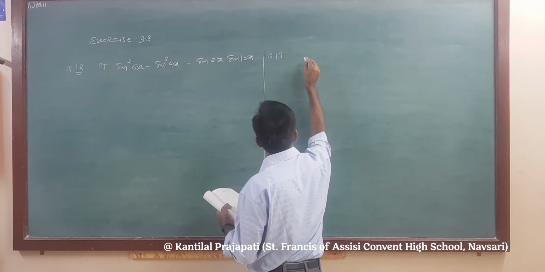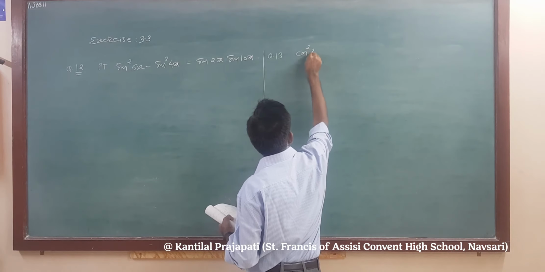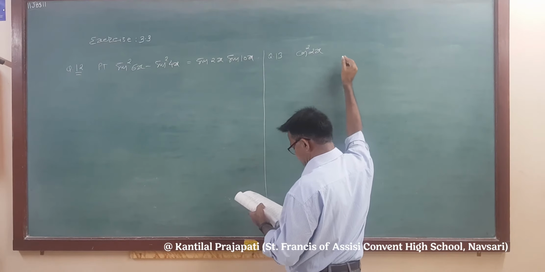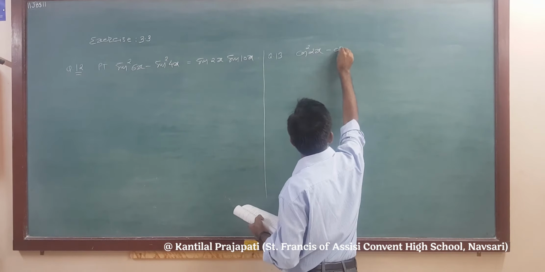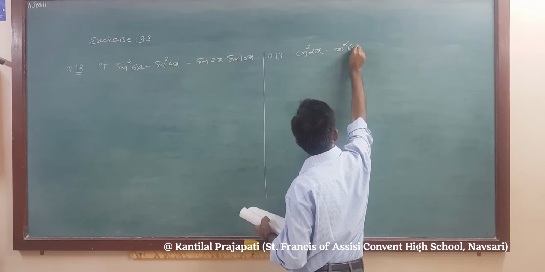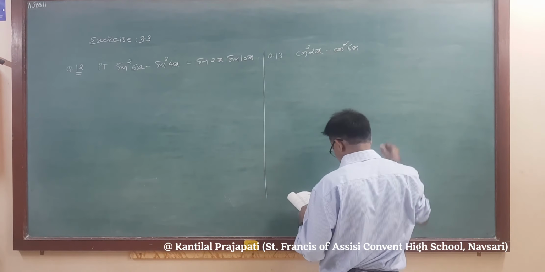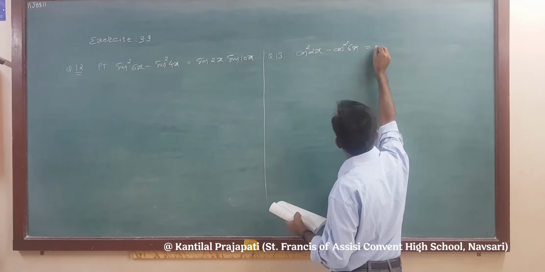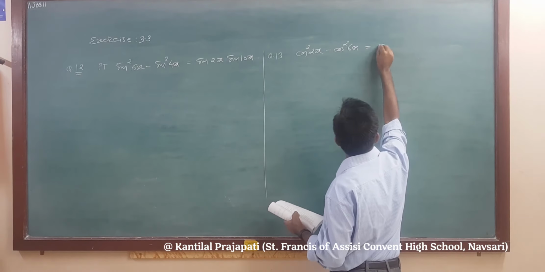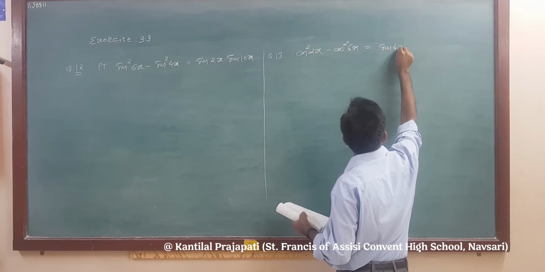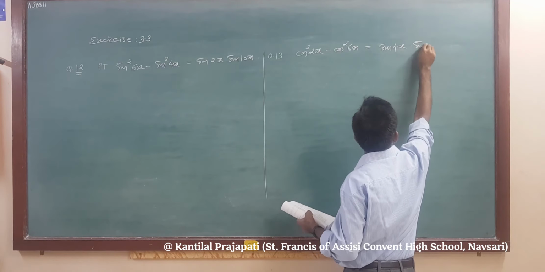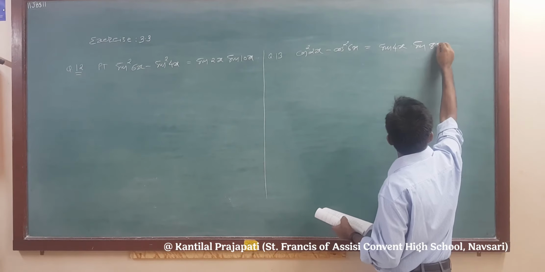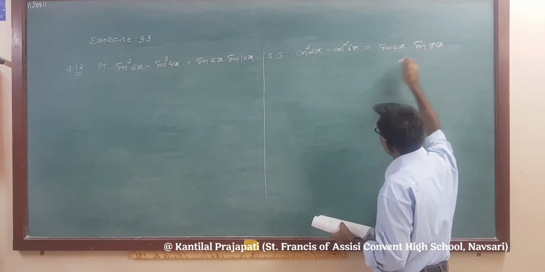Cos square 2x minus cos square 6x is equal to sin 4x into sin 8x. Both are similar sums.